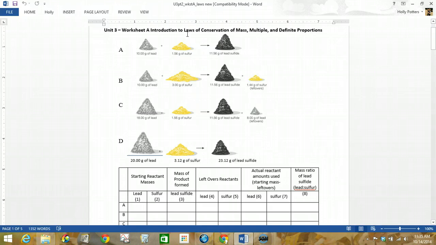Notice that we had these first 3 examples. We had the same mass of lead sulfide formed each time. That statement that the law of definite proportions makes, again, is talking about the mass ratios of the lead and the sulfur making up the compound.